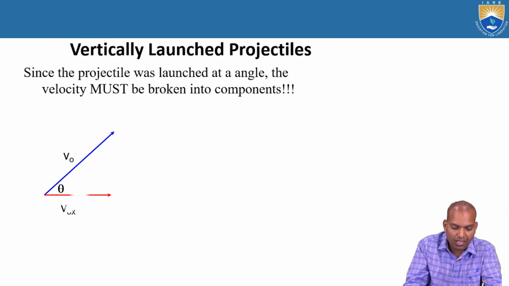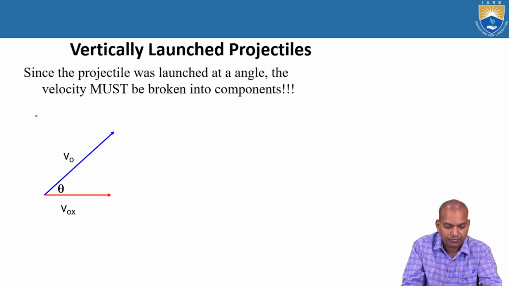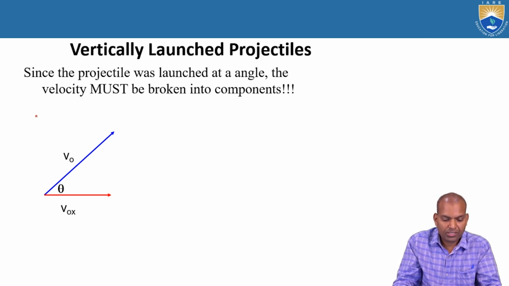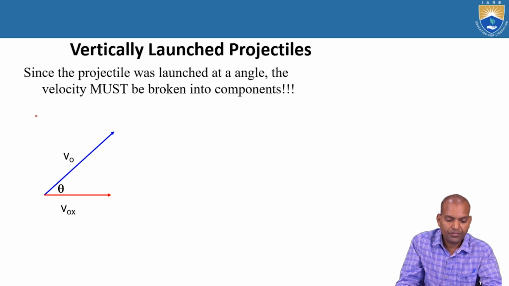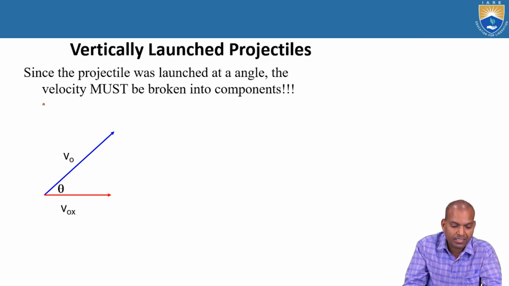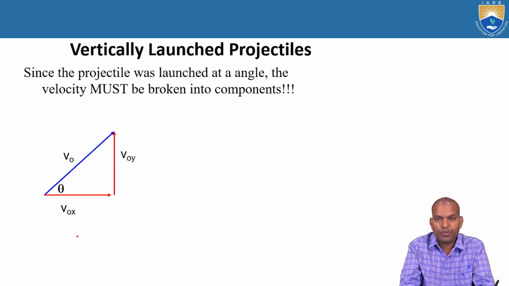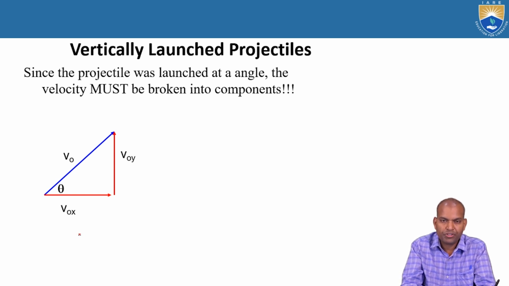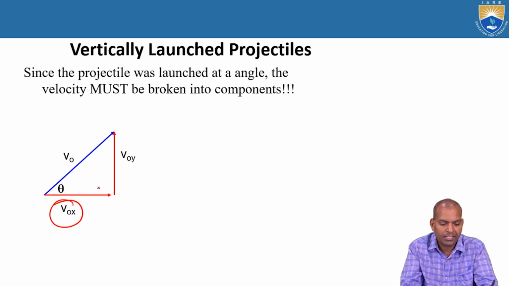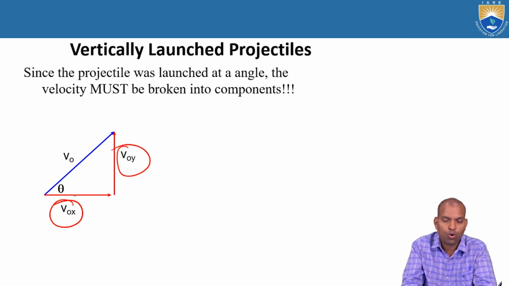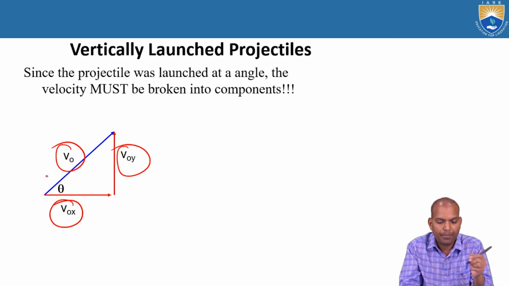So far we covered vertical launch. Now, if the projectile is launched at an angle, the velocity must be broken into two components. One is the horizontal component, that is V0x. Another one is the vertical component, V0y. V0 is the resultant, with an angle.